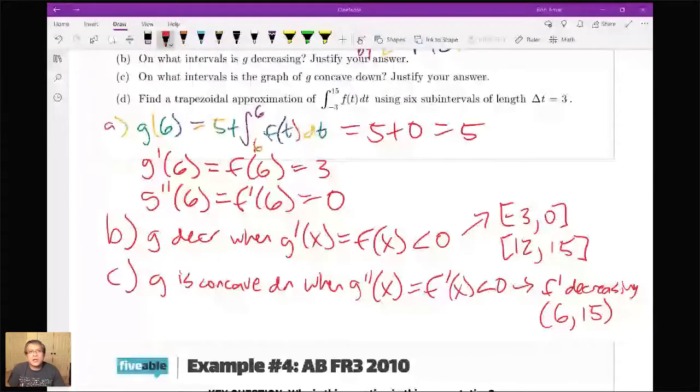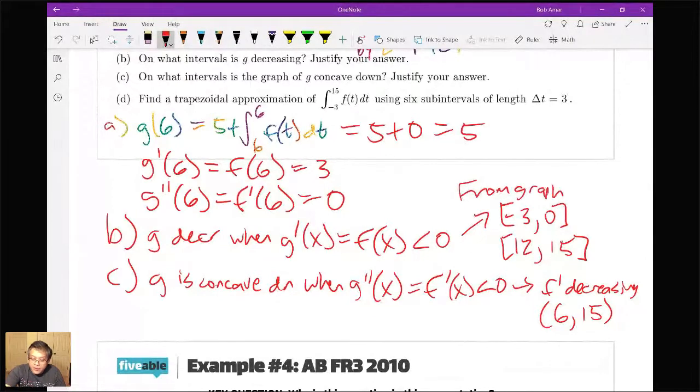For part B, I know that the graph of g prime is the graph of f, and so I can read from the graph. I've stated the condition, and then I've used the graph. Now the reason it's closed brackets is because you can just consider those intervals in isolation. The endpoint on the right, 0, is going to definitely be lower than every point to the left of it.